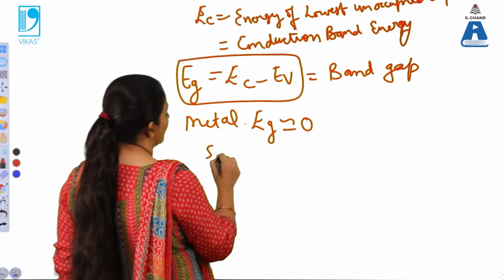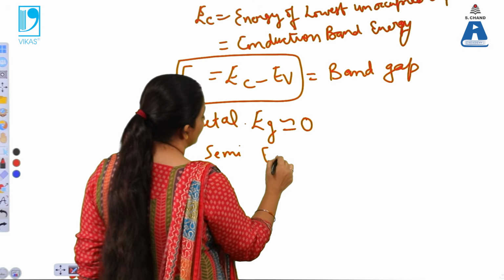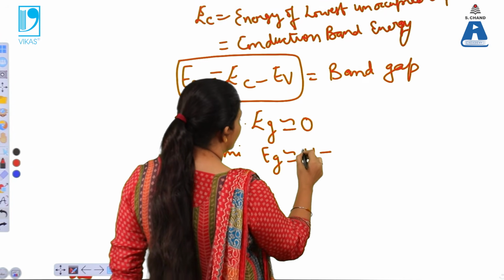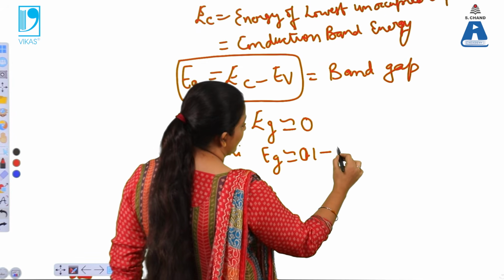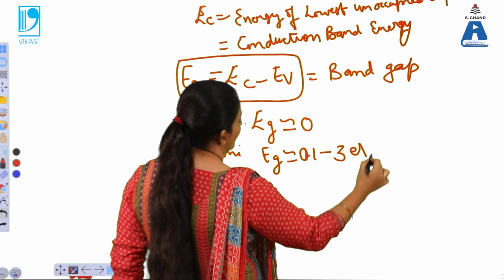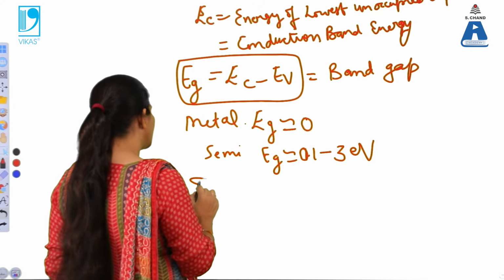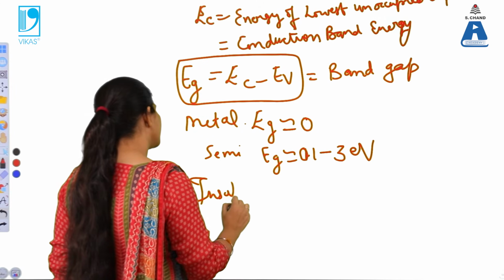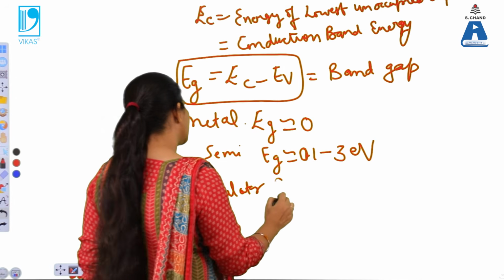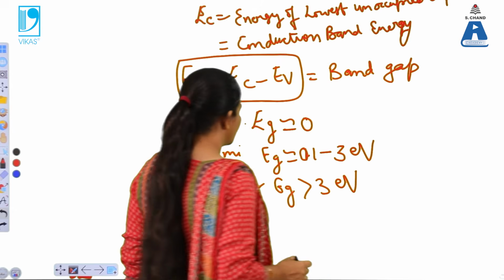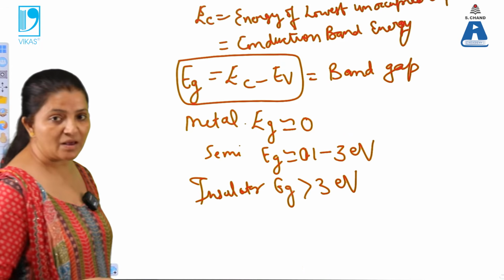While in case of semiconductors, Eg has a value from 0.1 to a maximum of about 3 electron volt. So this is the value for the semiconductor. While for insulators, this Eg is taken as more than 3 electron volt. So these are defined as the band gap energy.